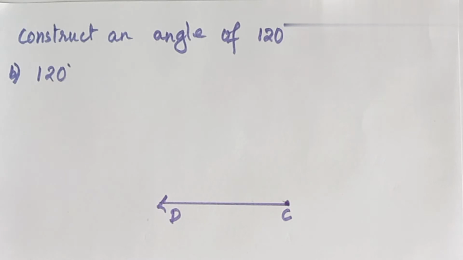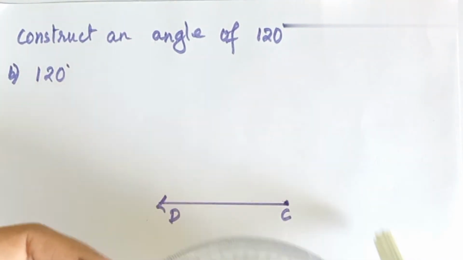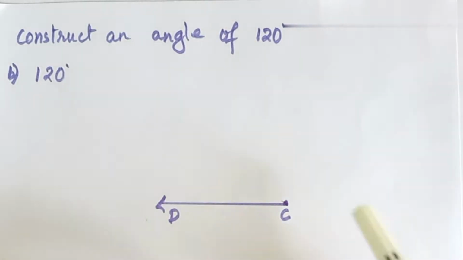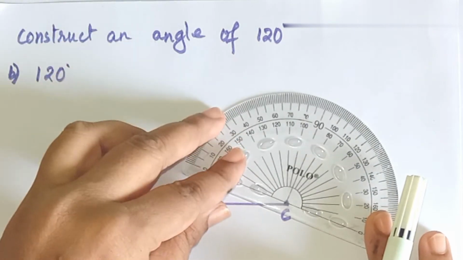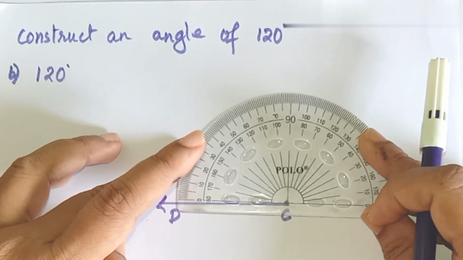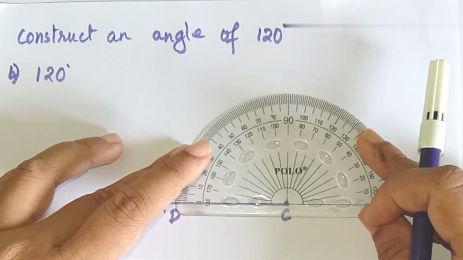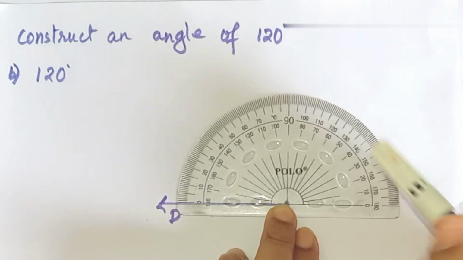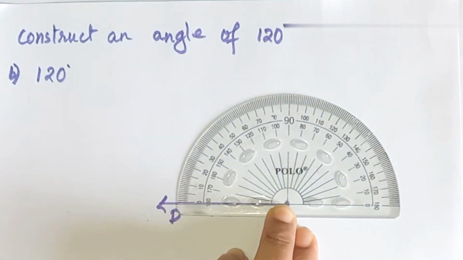Now we take our protractor. What is the first step? The first step is to match the center of the protractor with C. The second step is to match the baseline with this ray CD. And now we want to construct an angle of 120. The third step is to select the scale.